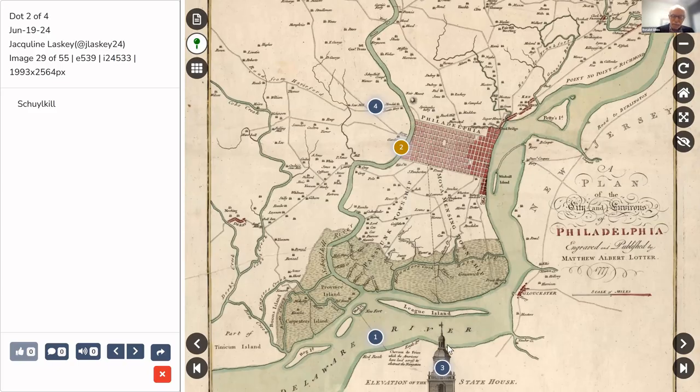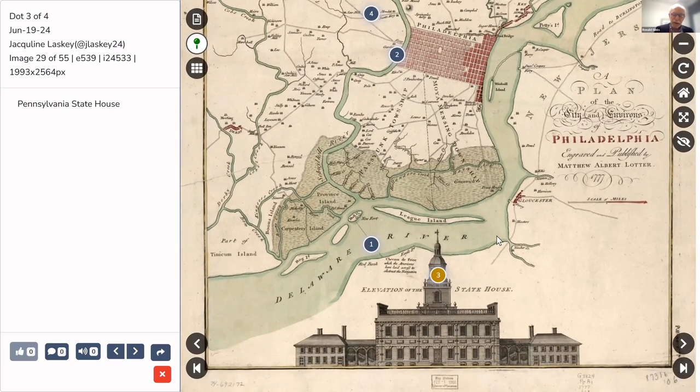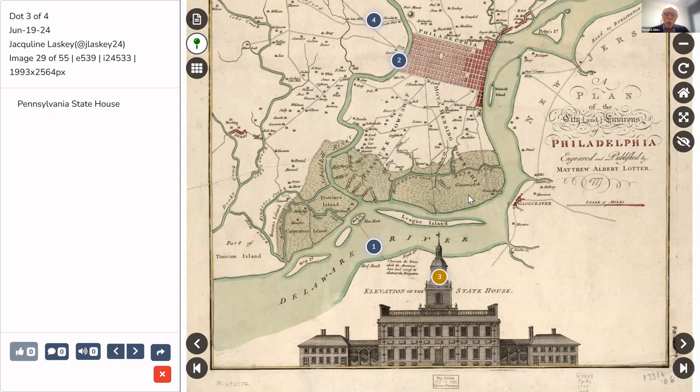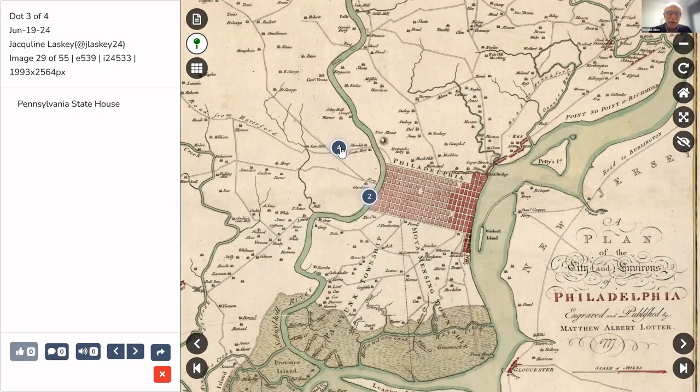Dot number 3 is the Pennsylvania State House, an elevation of that. This was the Pennsylvania State House, and here on July 4th, 1776, the Declaration of Independence was announced, and henceforth this has been known as Independence Hall. Now, let's go to dot number 4, and dot number 4 is of minor historic significance because that is the site of my boyhood home in Philadelphia.